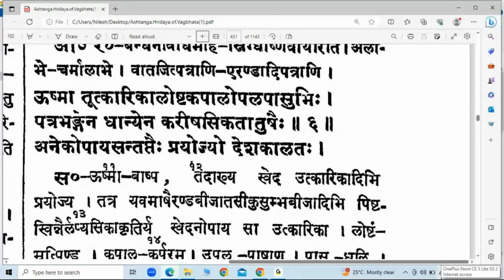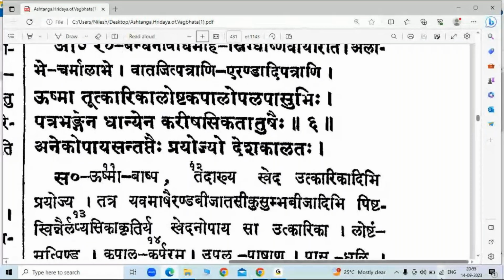So whenever we are expecting Ushma, we need some sort of a Dravam behind it. Otherwise it is not possible. So we expect a Dravam behind it. So here we find many things. What are they? Utkarika, Loshta, Kapalopalapam Subhihi, Patrabhangena, Dhanyena, Karisha Sigada Tushaihi, Anegopaya Sandaptaihi Prayojyaha, Deshakalataha.